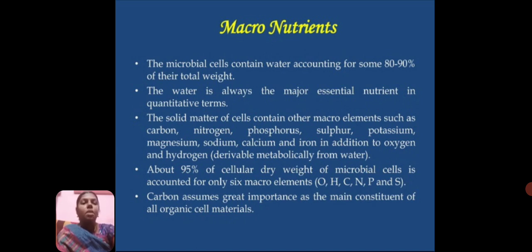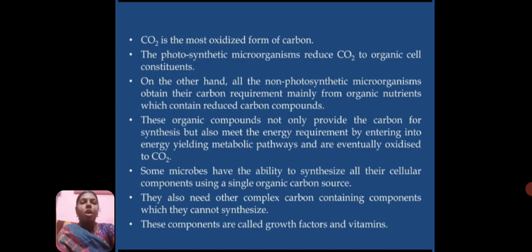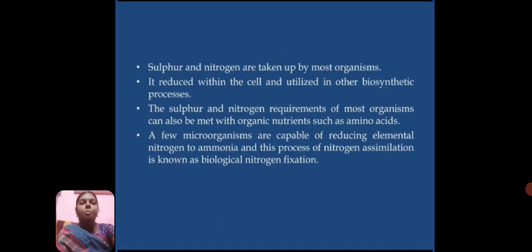Carbon assumes great importance as the main constituent of all organism cell material. Carbon dioxide is the most oxidized form of carbon. Some microbes have the ability to synthesize all their cellular compounds using a single organic carbon source. Others also need other complex carbon-containing components which they cannot synthesize. These components are called growth factors and vitamins. Sulfur and nitrogen are taken up by most organisms, reduced within the cell and utilized in other biosynthetic processes. The sulfur and nitrogen requirement of most organisms can also be met with organic nutrients such as amino acids.